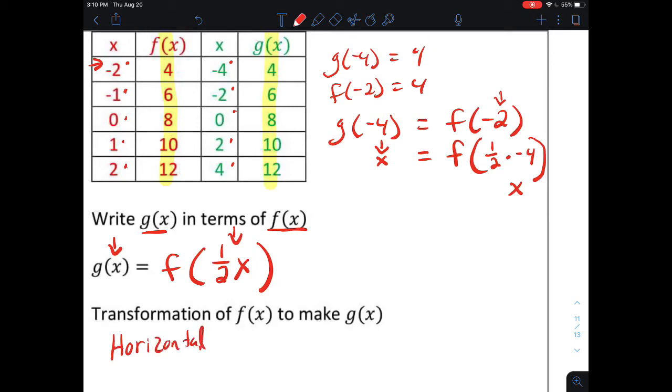The way to tell if it's a stretch or a shrink is you do the reciprocal of the number that multiplies the x. So the reciprocal of 1/2 is 2, and that is your factor. So my factor is 2. Basically, that's telling me what I am doing in terms of the size of x, and because 2 is bigger than 1, I'm stretching. So I had to stretch out the f graph to make the g graph, and that makes sense if you look at the table because I'm doubling all of my x's.